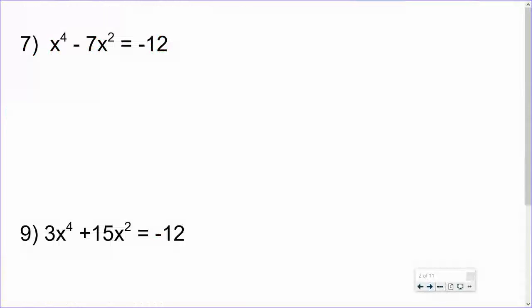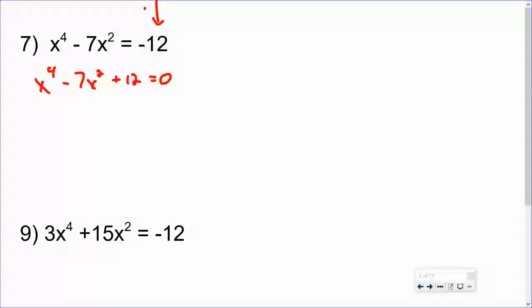Okay, now next set of problems. So here's this one. Here's the thing that I'd like for you to notice here. This 12 should be a 0. So let's move the 12 over. So I get x to the fourth minus 7x squared plus 12 equals 0.